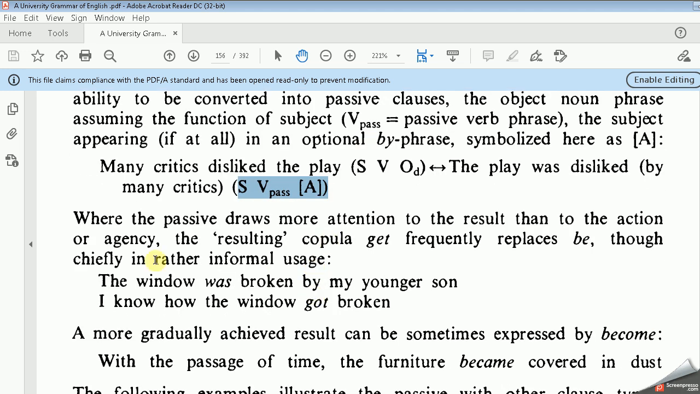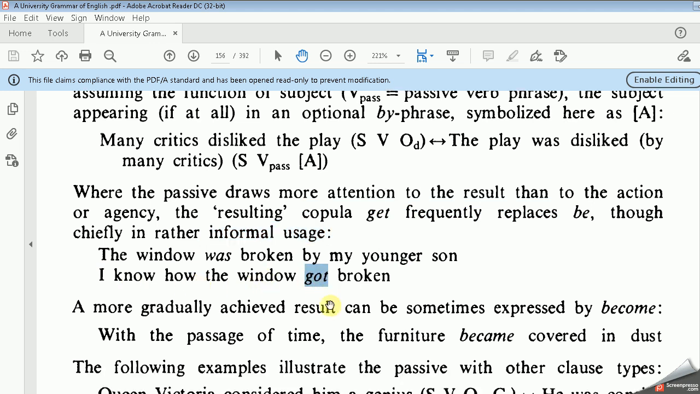This is one. The second point is where the passive draws more attention to the result than the action itself or the agency. The resulting copula get can be added, which replaces be, though chiefly in rather informal usage. Using get in sentences can be an indicator of informal speech or writing. The window was broken by my younger son. I know how the window got broken. So got is used in informal speech.